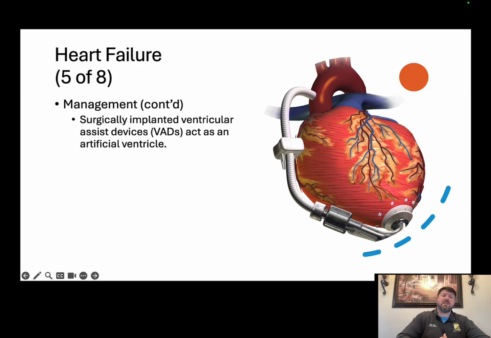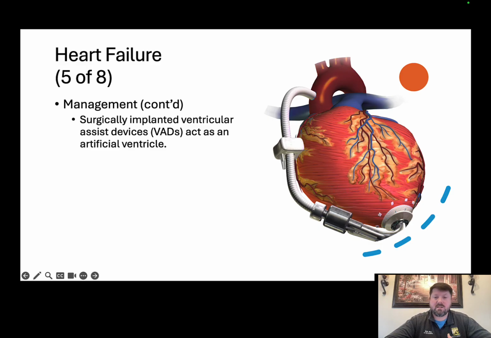So sometimes a patient with left ventricular failure may have what's called a ventricular assist device, a left ventricular assist device. So this acts as an artificial ventricle, and it does not depend on the contractility or the electrical conduction of the patient's heart. It can be placed in the left ventricle, the right ventricle, or both. Left ventricular failure is more common than right ventricular failure, so the LVAD is the most common type of ventricular assist device.